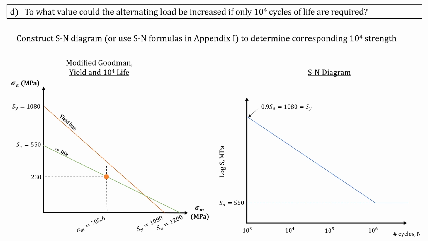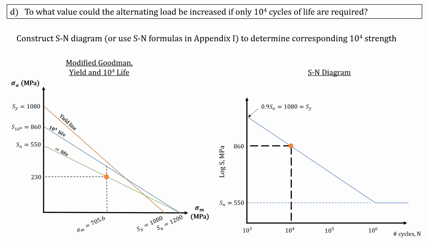To find the strength at 10 to the 4 cycles, we're going to draw a line straight up from the 10 to the 4 position on our x-axis, and then we can find the corresponding strength for 10 to the 4 cycles. Just remember that this is a log scale, so when you're drawing it out, make sure you keep that in mind when you're taking this value from the graphs that you're creating.